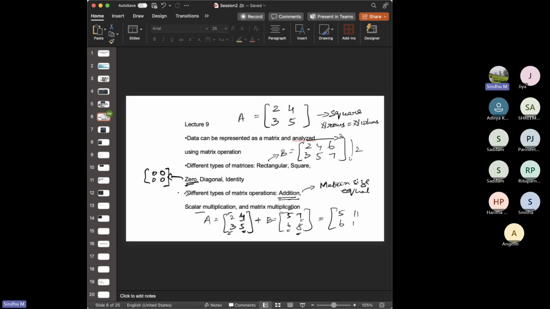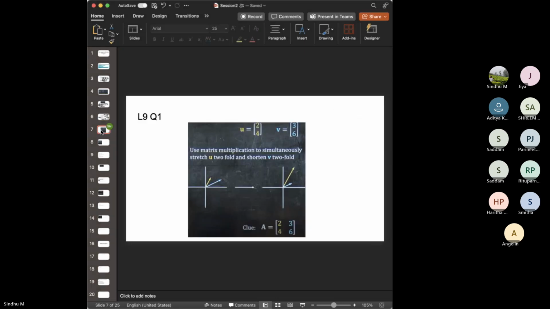So these are some of the important concepts from the second lecture of week 2. Now let's discuss the problem. You can take a couple of minutes to solve this and then we can discuss the solution.